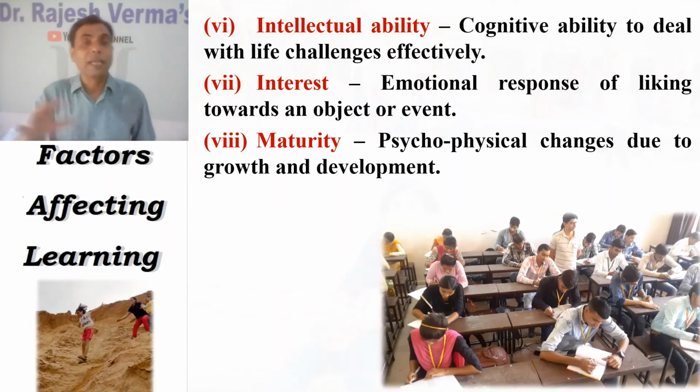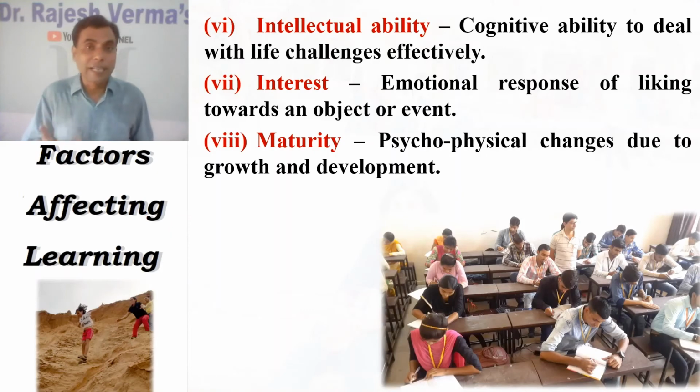Maturity is also a type of experience. There's a little bit of a difference between experience and maturity, but you can understand maturity in terms of experience. The people who are more mature, mature in terms of their age, mature in terms of their psychological health, psychological system, cognitive ability. If their maturity level is up to a normal level for their age, then their learning ability or retention ability is a little bit faster. So what is maturity? Psychophysical changes due to growth and development. If you are mature enough, your learning ability is faster.